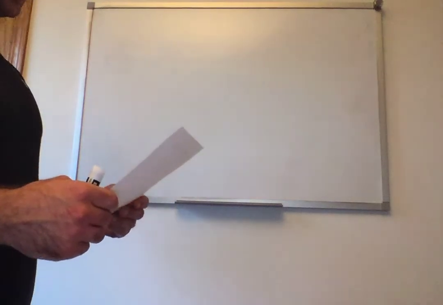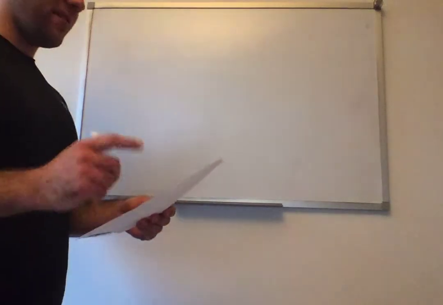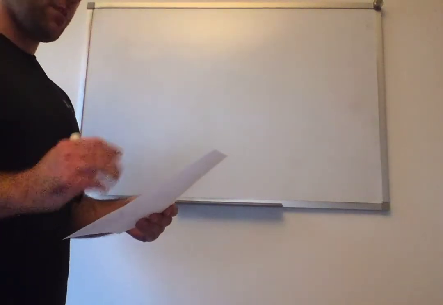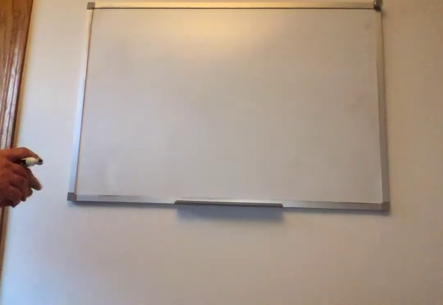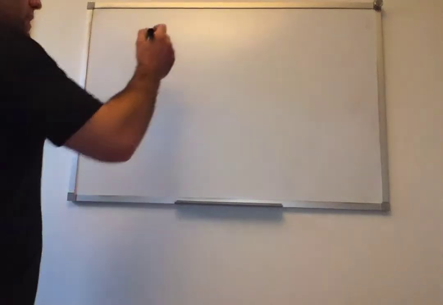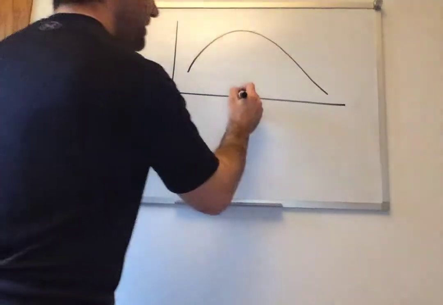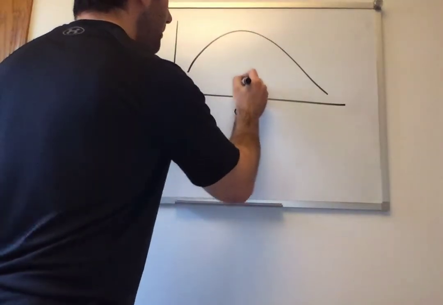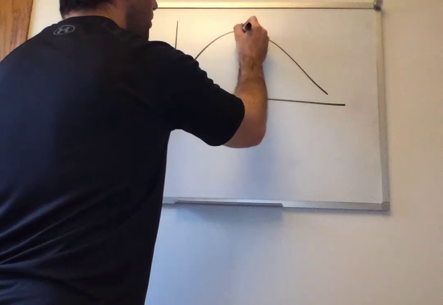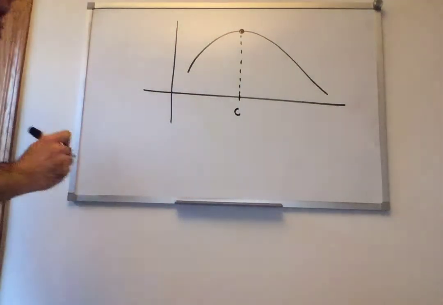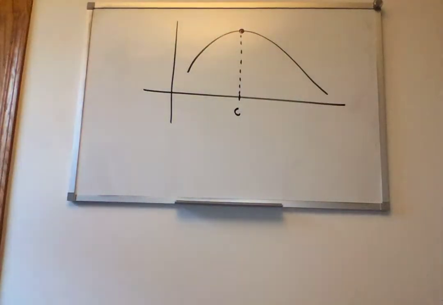Then if f prime, if the derivative changes from positive to negative at c, then f has a local maximum at c. Okay, so let me draw you a picture of what that's going to look like. Now again, we could see that we have a local maximum at that point C.